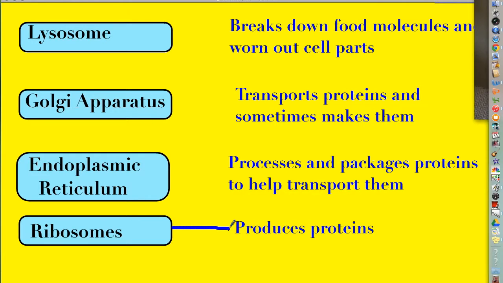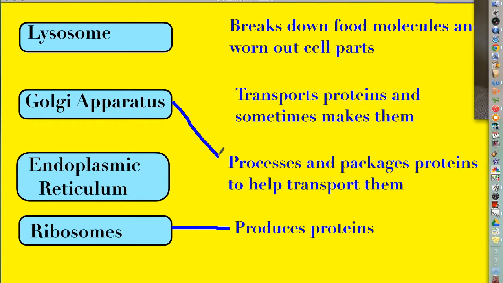Now, once the proteins are built, they need to be packaged and get ready for transport. That process is done by the Golgi apparatus. The Golgi apparatus processes and packages proteins to help transport them.